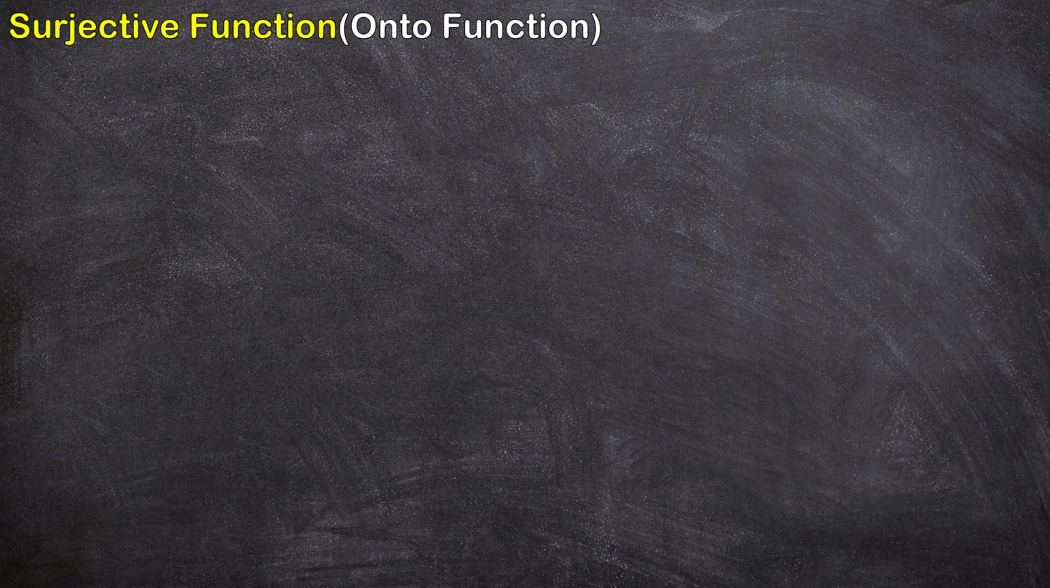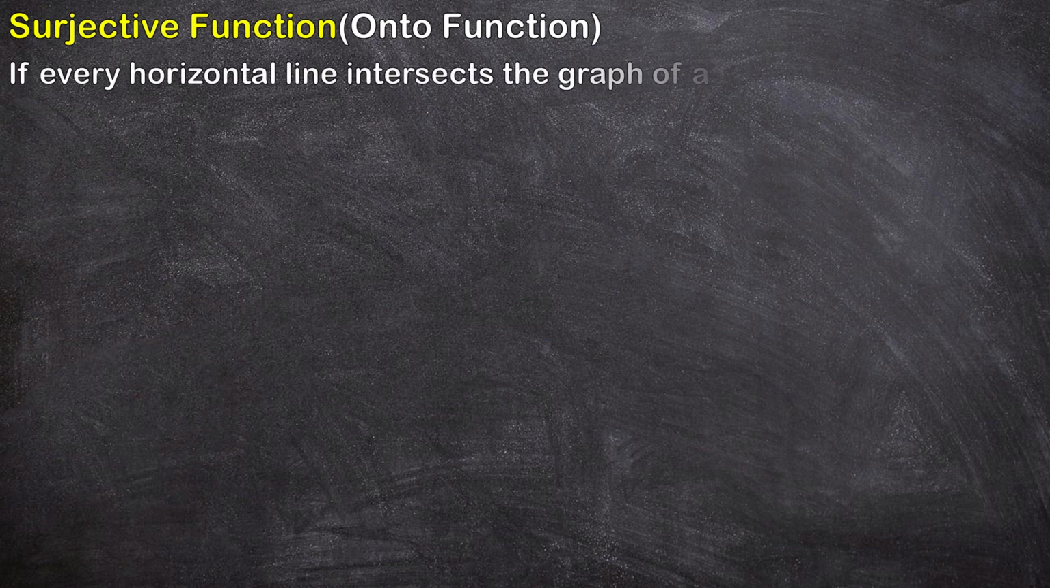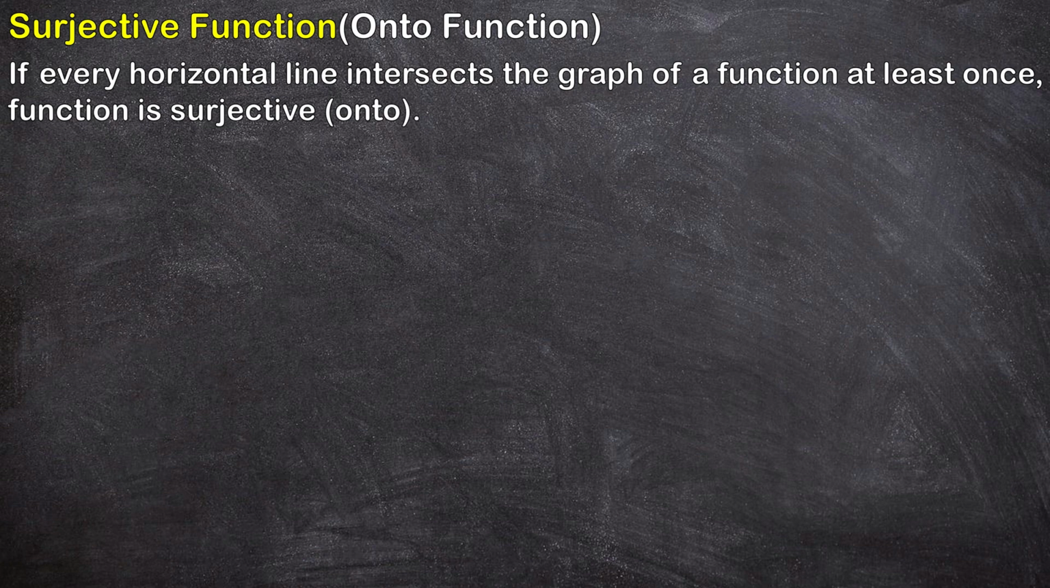Now we shall discuss the horizontal line test for surjective or onto function. It states that if every horizontal line intersects the graph of a function at least once, the function is surjective or onto. Again, our emphasis will be on every and at least. Every horizontal line and at least once. Let's explain this concept with the help of certain examples.